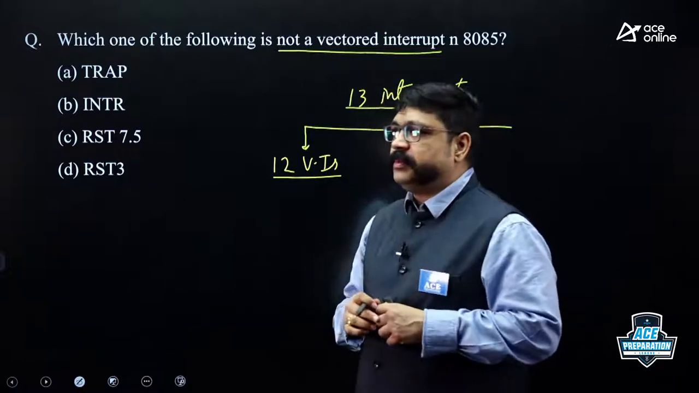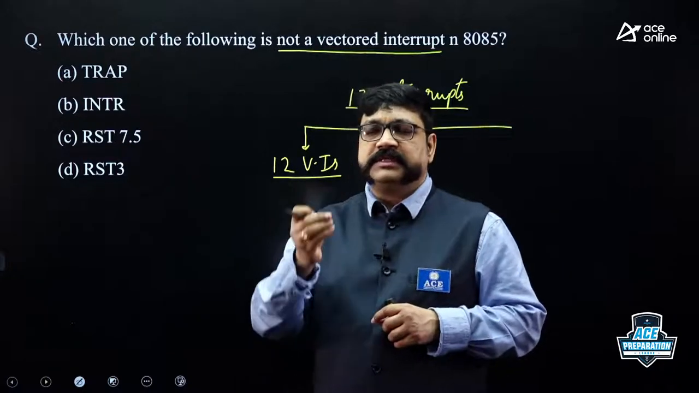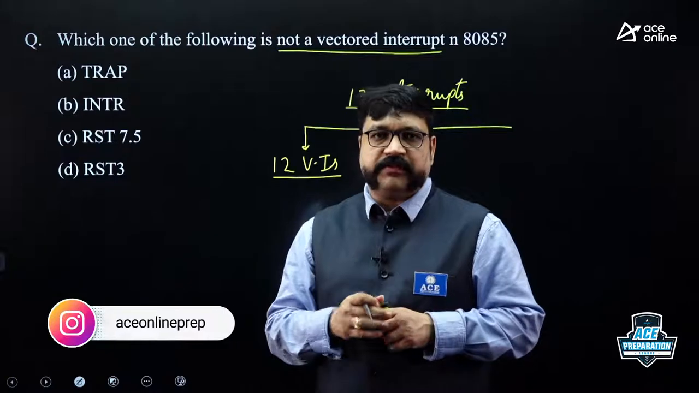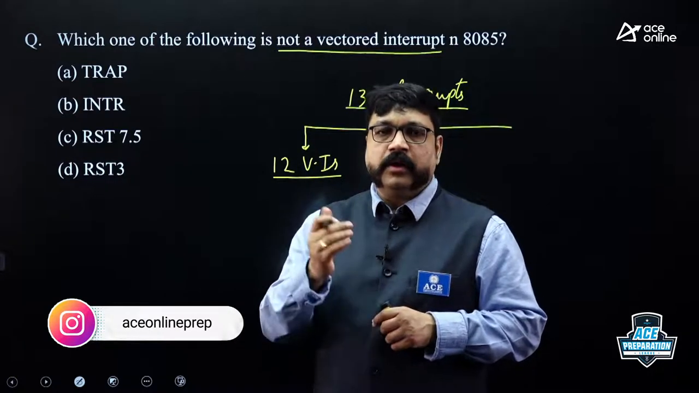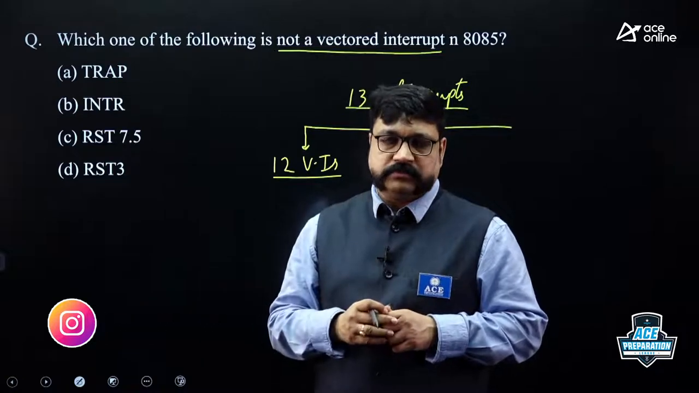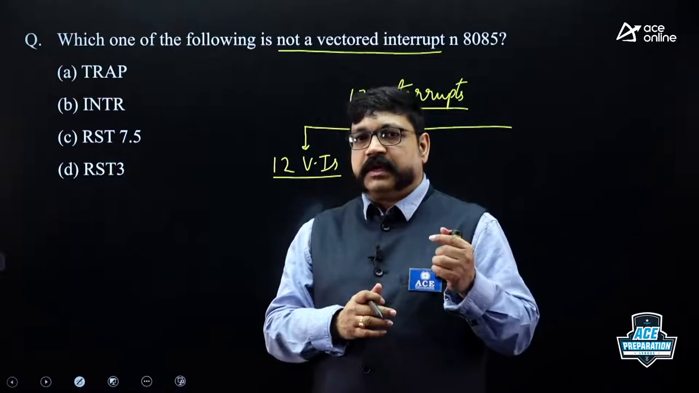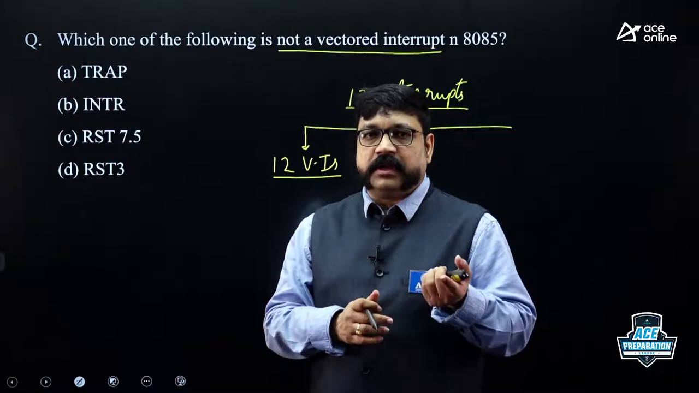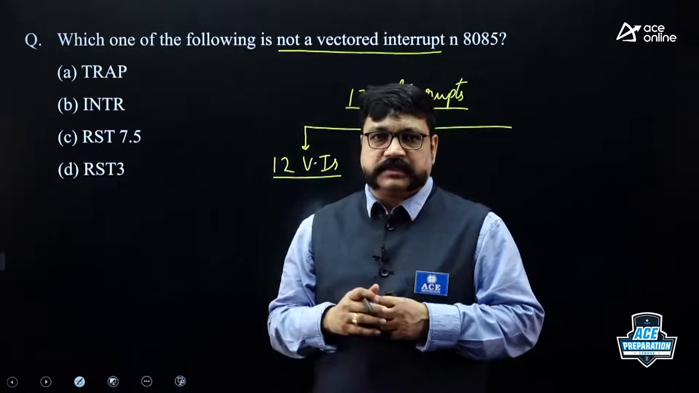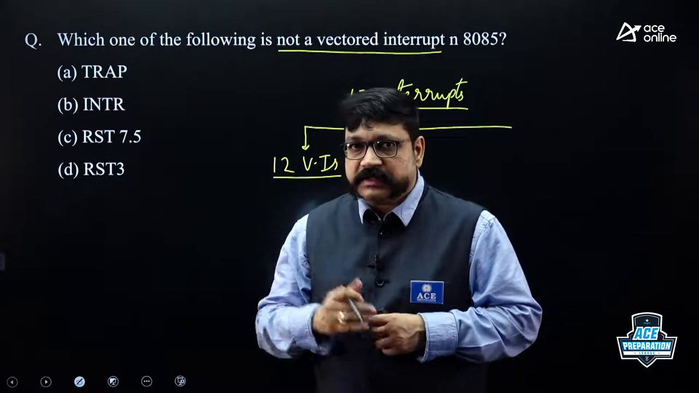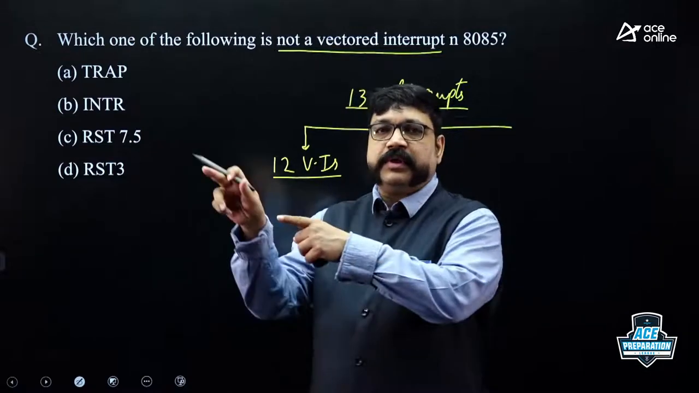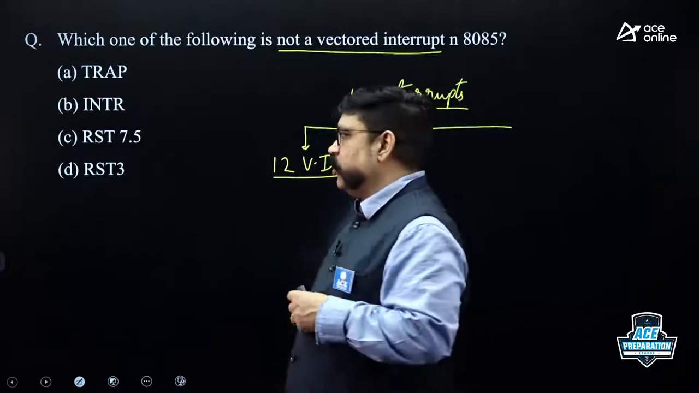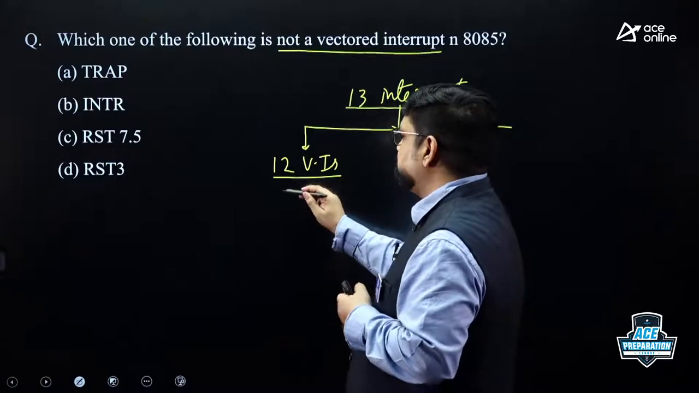What do you mean by vectored interrupt? A vectored interrupt is such an interrupt for which the vector address is fixed by the manufacturer and known to the microprocessor. Whenever such an interrupt occurs and is accepted by the microprocessor, it will go to that address. What will be there at that address? The ISR will be there. It will execute that ISR, and after executing the ISR, it will return back to the main program. So 12 vectored interrupts are there.